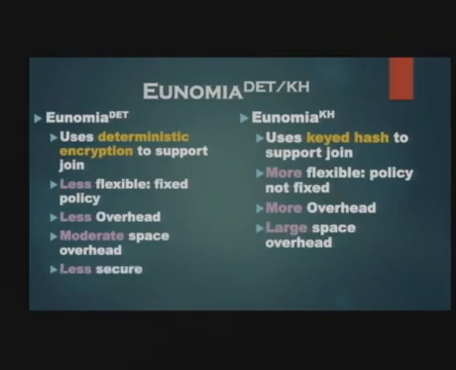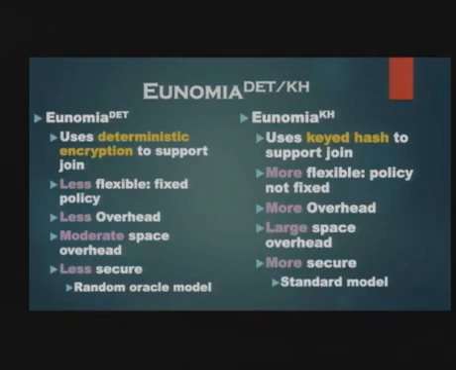Enumia Det is less secure, and its security is proved in the random oracle model, which is sometimes called the heuristic model. Enumia KH is more secure, and its security is proved in the standard model. So as you can see, each of them has trade-offs. If you want more efficiency, you'll go for Enumia Det. If you want more security, you'll go for Enumia KH. So it depends on your application scenario. There is no last word that you have to choose this or that.